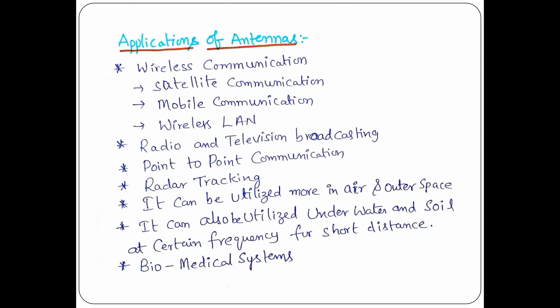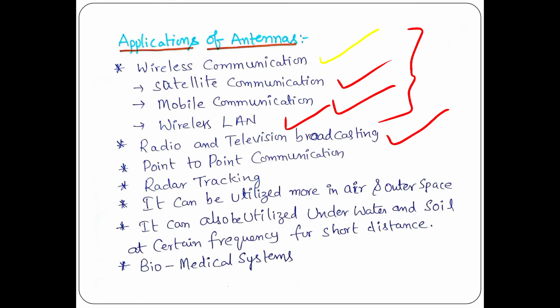Now let's see the applications of an antenna. The first application is wireless communication. We know an antenna is mainly used in wireless communication. The second application is satellite communication, the third is mobile communication, and the fourth is wireless LAN. These are all for communicating. The next one is radio and television broadcasting, in order to broadcast radio and TV.